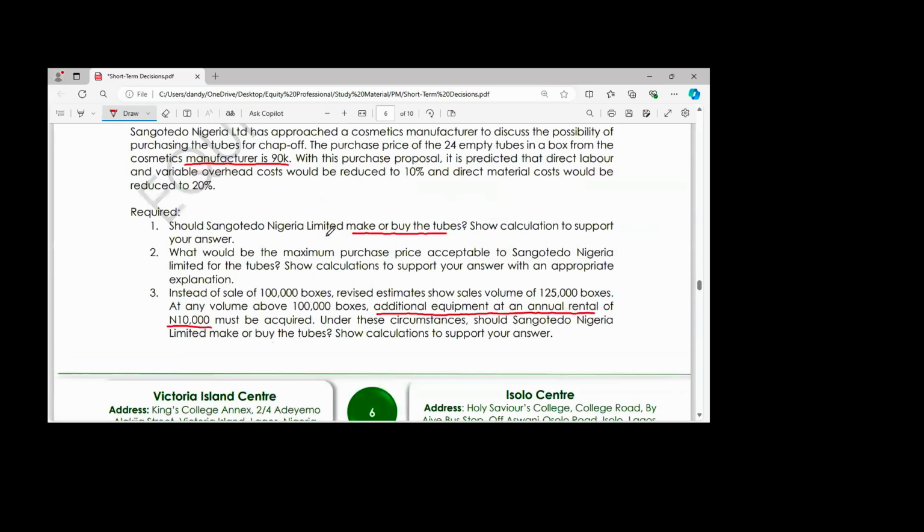The examiner is asking you, requirement number 1: should Shangotedo Nigeria Limited make or buy the tube? Show calculation to support your answer. So this is a make or buy decision. In that case, what am I supposed to do? I will go into the question, identify the supplier's quotation, then compare with the relevant cost of making the tube, whether it will result in a saving or deficit to Shangotedo Nigeria Limited. So let me stop sharing this and move to the working note quickly.